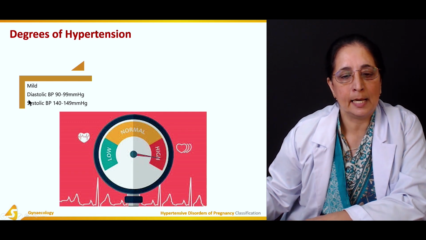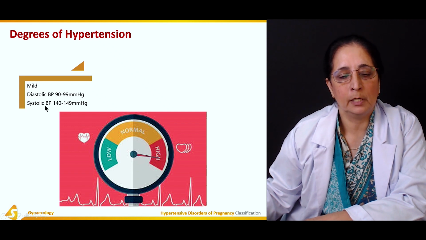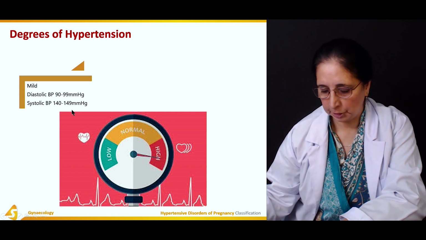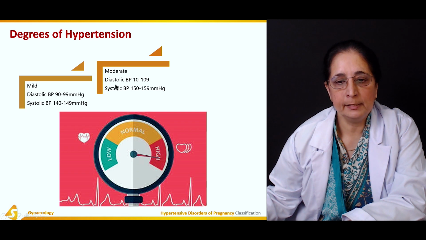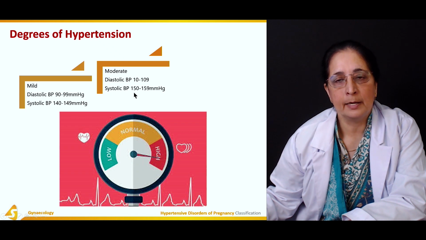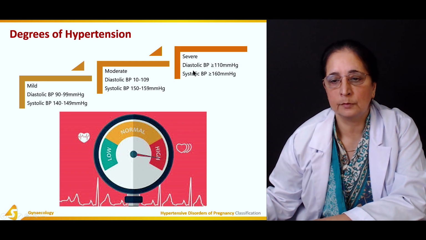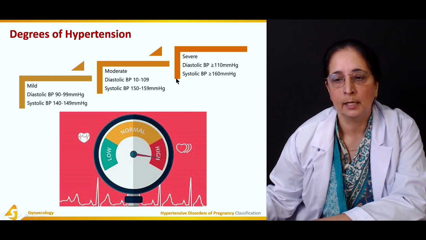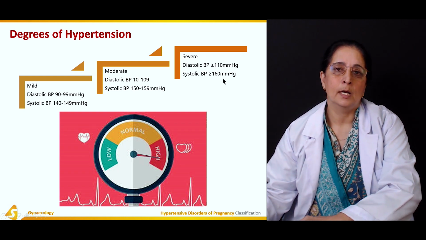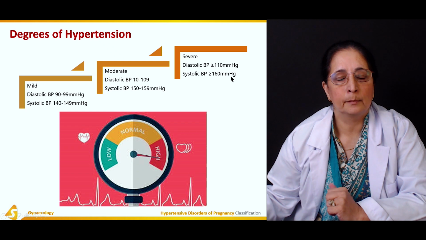Mild hypertension is diastolic between 90 to 99 and systolic from 140 to 149. Moderate is diastolic from 100 to 109 and systolic 150 to 159 mmHg. And then we have severe, which is more than 110 for diastolic and more than 160 for systolic blood pressure. That's severe hypertension.